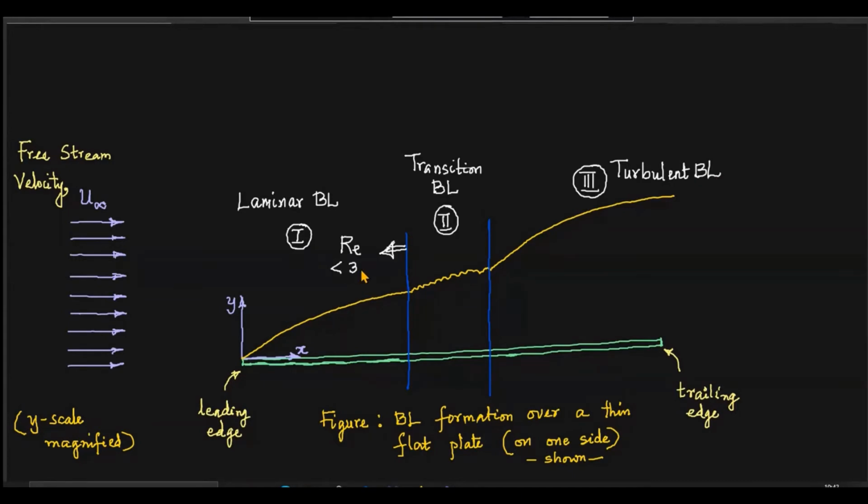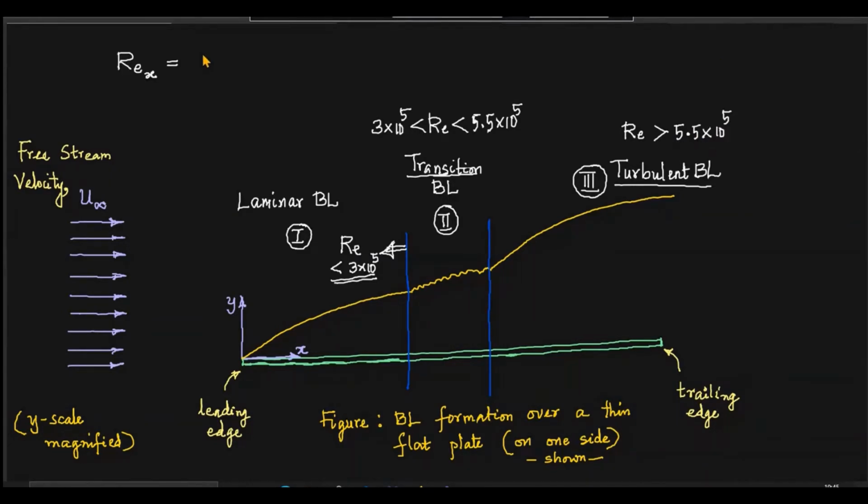Reynolds number, if it is less than 3 into 10 raised to 5, that means 3 lakhs, then the boundary layer flow is laminar. Remember that for the turbulent boundary layer, Reynolds number will be greater than say 5 lakhs, or sometimes for better representation 5.5 lakhs. So 5.5 into 10 raised to 5.